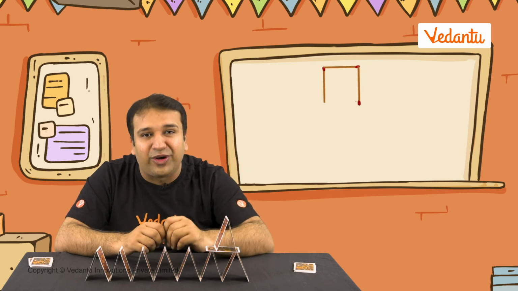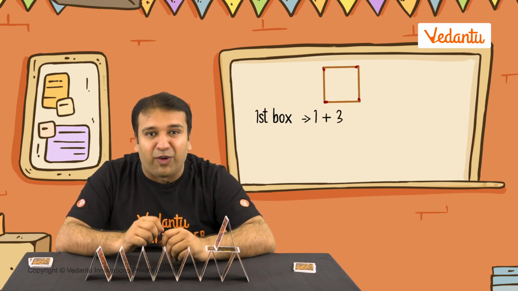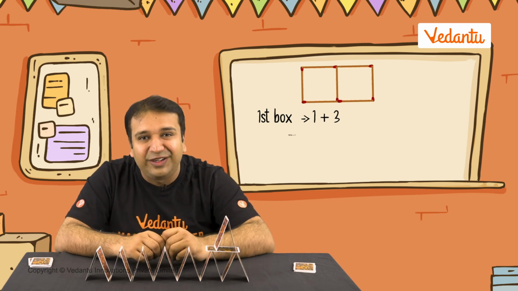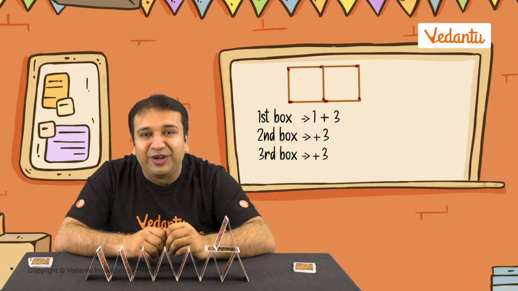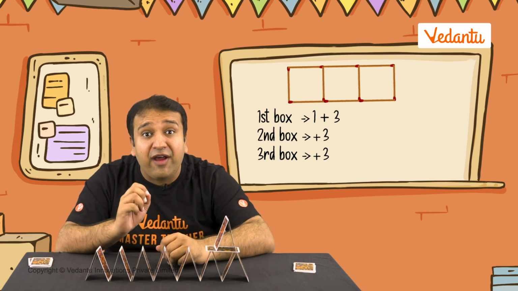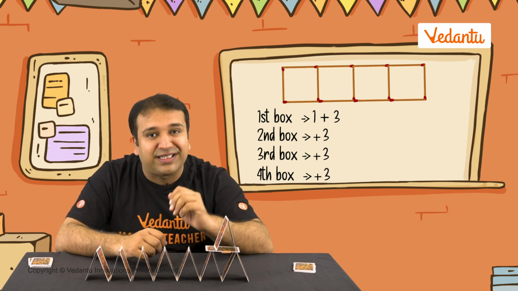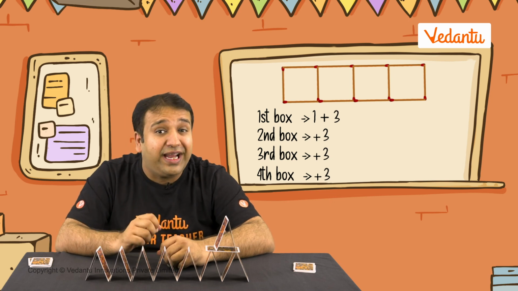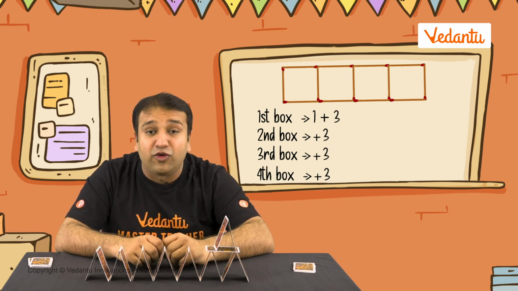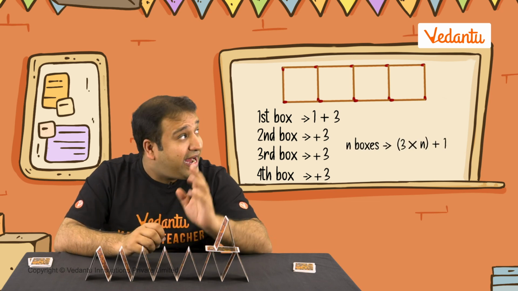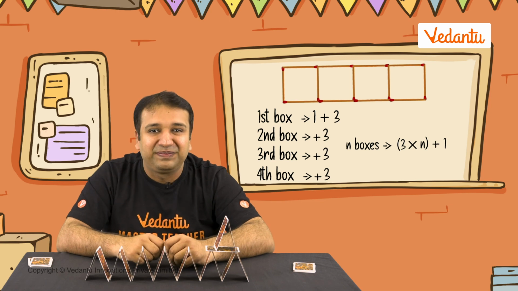First, let's take one matchstick. If I add 3 matchsticks to it, like this, we get our first box. And 3 more, like this, we get our second box. Like that, we need 3 matchsticks more for every box that we add. So, for every box, we need 3 matchsticks, and only for the first box, we need 1 extra matchstick. So for n boxes, we will need 3 into n plus 1 matchsticks. So now we can understand and represent patterns even when we have some unknown information in it, just by using algebra.